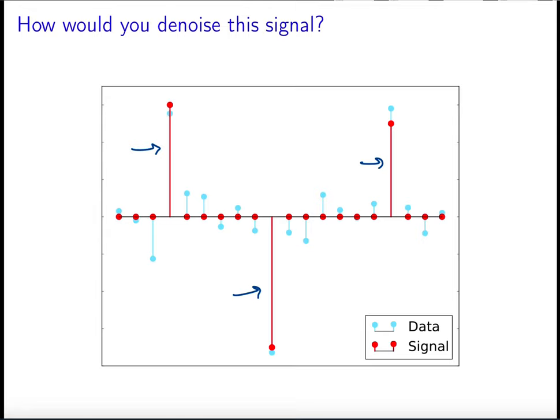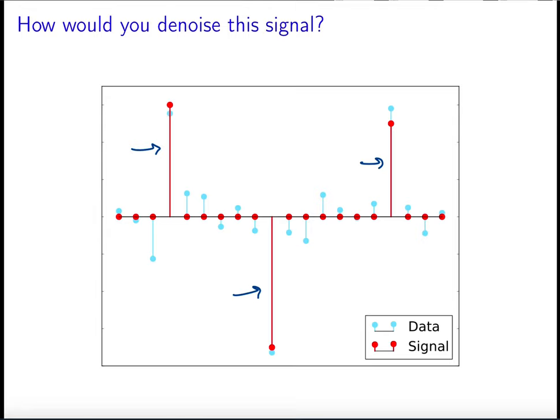Or this, of course, a cartoon illustration, because there's more structure than just sparsity in the wavelet coefficients. We're going to talk about that towards the end of the lecture. But let's imagine that this is all the structure that you want to exploit. How would you exploit it? And of course, there's a reason why the title of this lecture is thresholding.